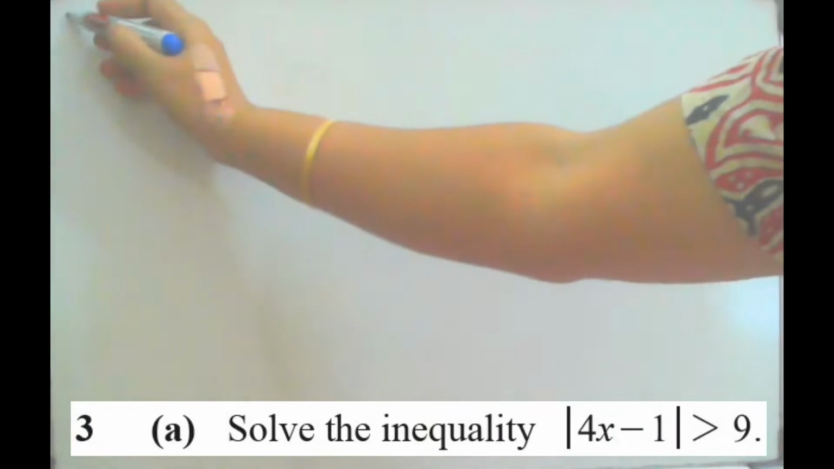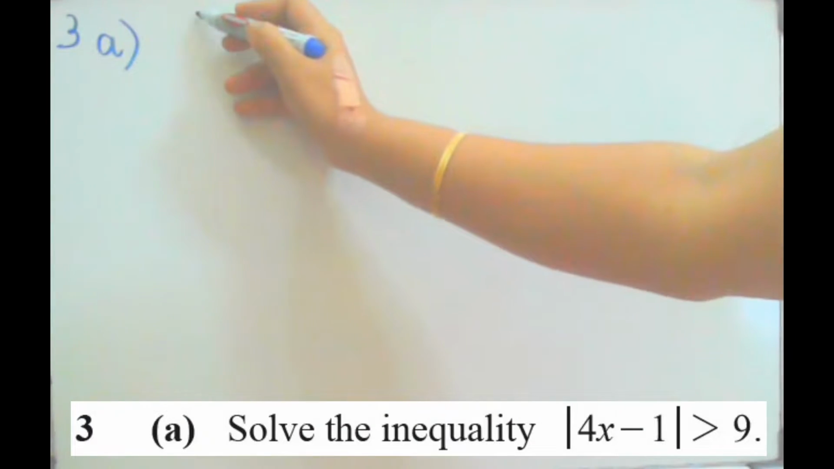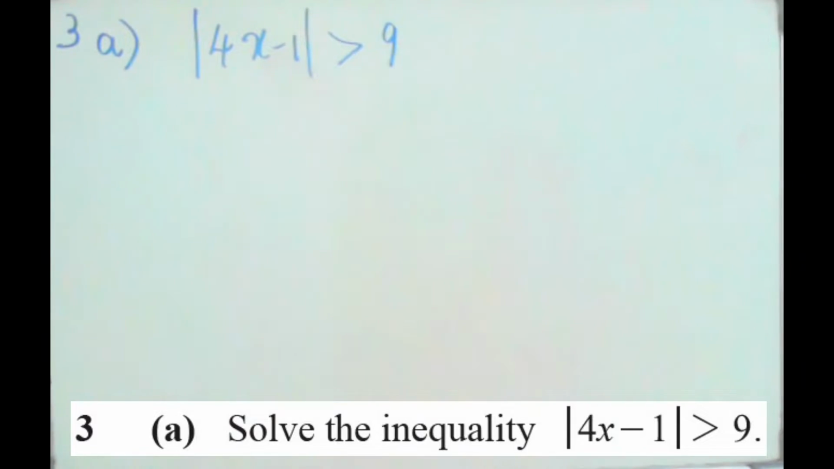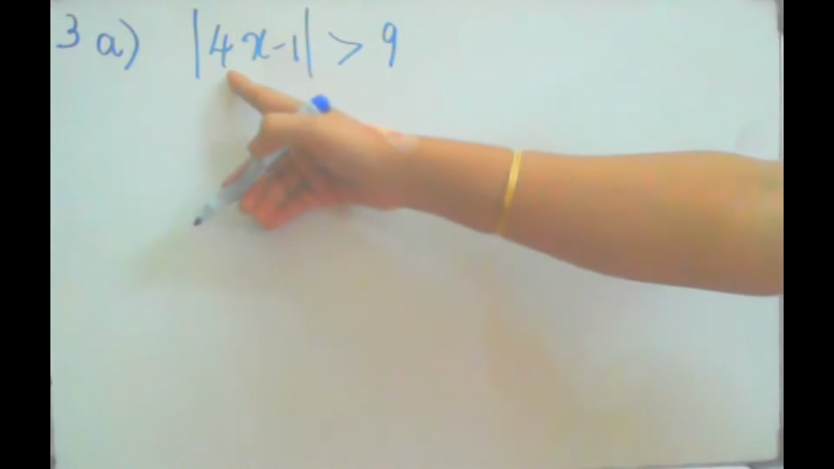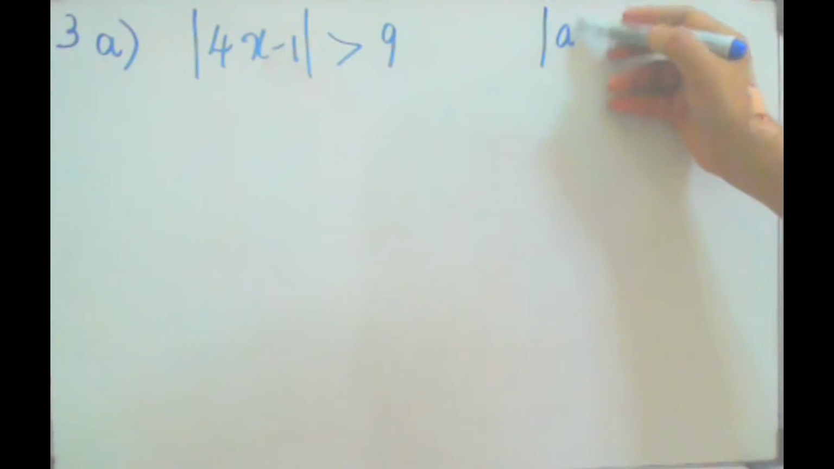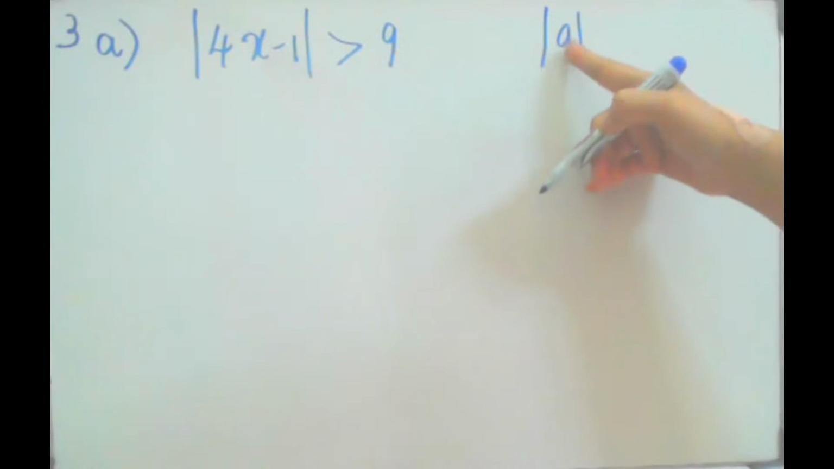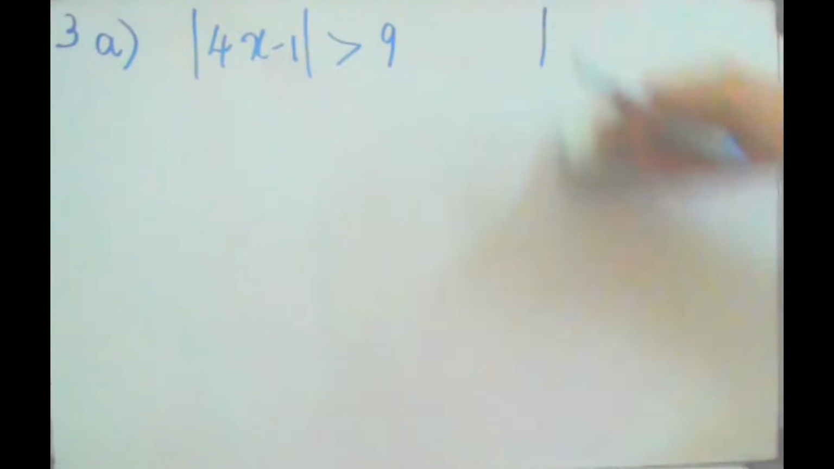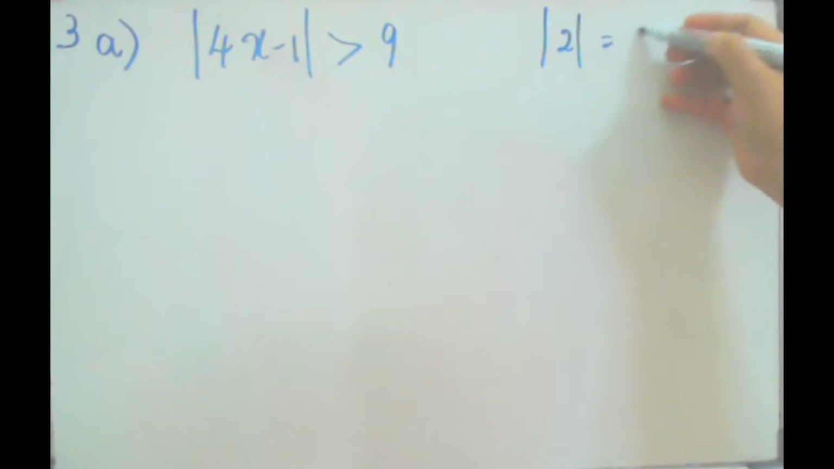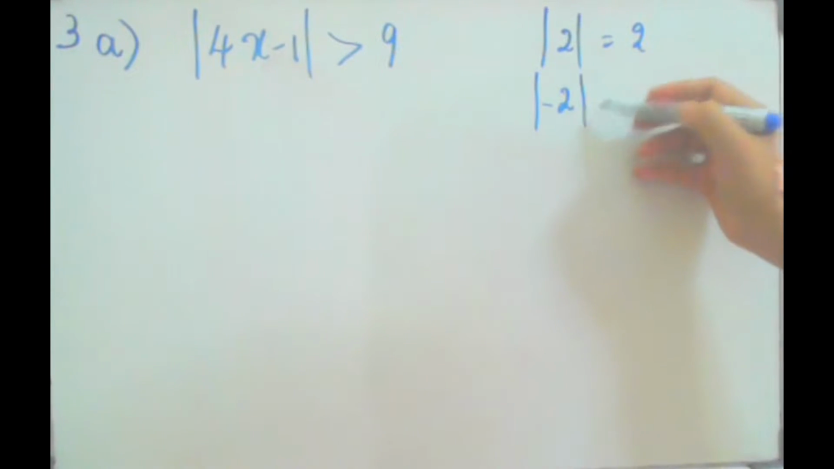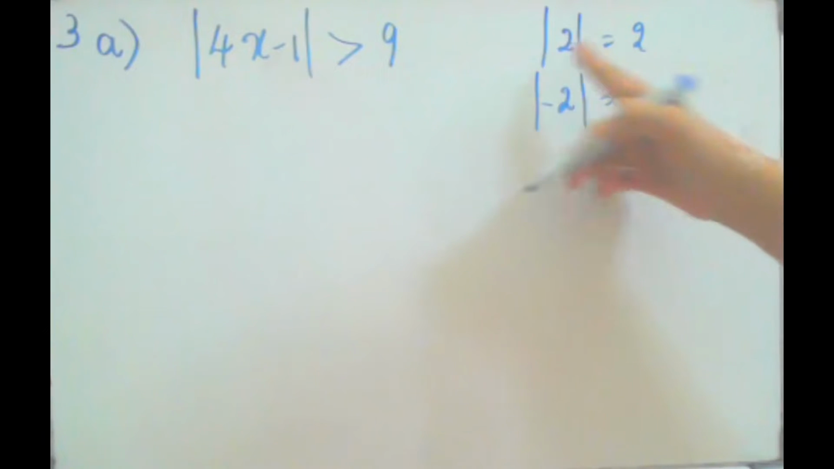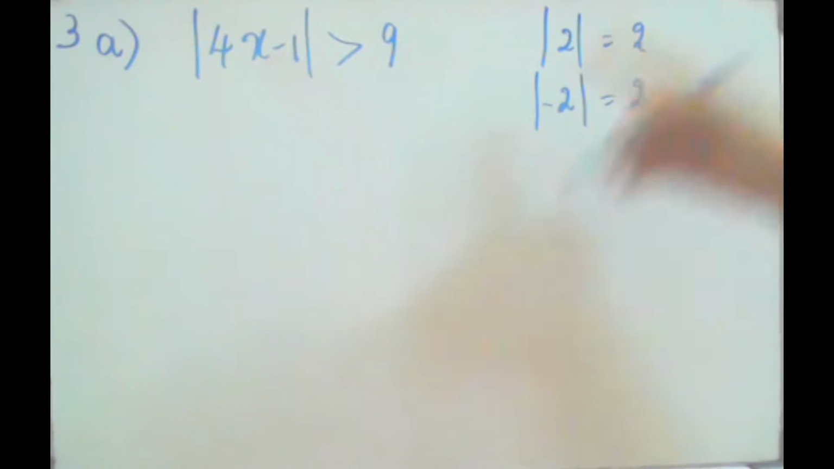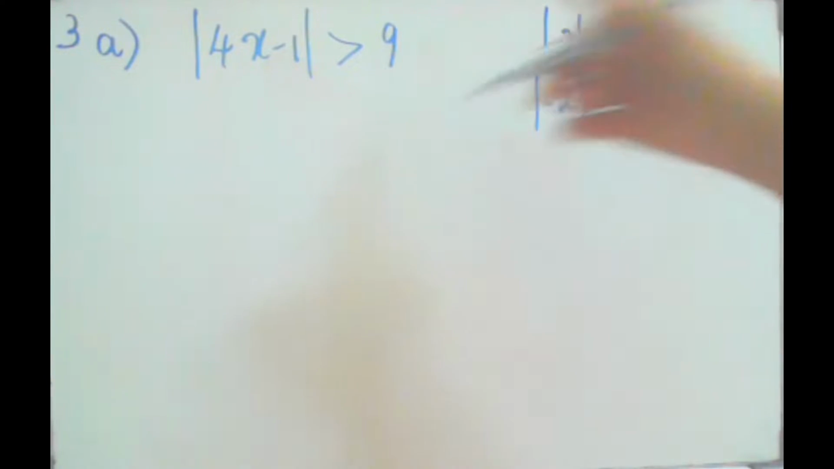Now going to question number 3a. Solve the inequality modulus of 4x minus 1 greater than 9. Now what is the meaning of this modulus sign? It means we are taking only the magnitude of whatever is there inside this sign. So if we have modulus of 2, the value is 2. Modulus of minus 2, then also the value is 2. So the modulus always gives us the positive value, even though the expression inside may have a negative value. So we will make use of this one.